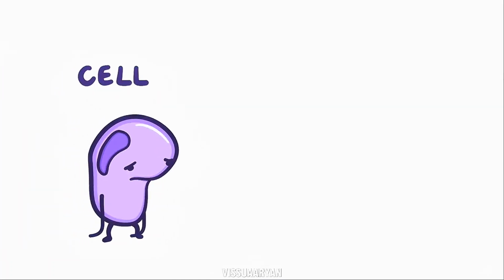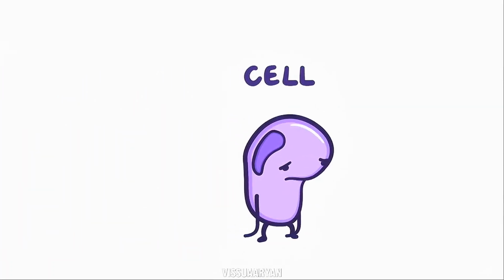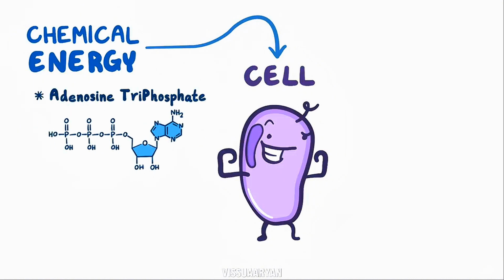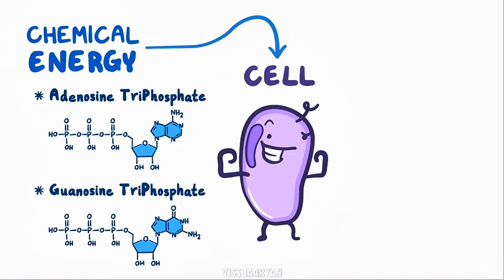To perform any function, any work, cells have to have energy. You can't go jogging or lifting weights if you're tired, because the cell won't work without the help of chemical energy. The main energy currency in the cells is adenosine triphosphate, or ATP. But any nucleoside triphosphate, like guanosine triphosphate, or GTP, will do just fine.